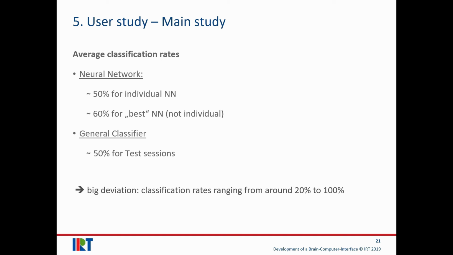This could of course be much better, and if it should become a real application, it would also have to, but for our first prototype, this is quite promising. It is also interesting that there was a really big deviation between the participants. The classification rates were between 20 and 100%, and that shows that it is not just the application that is important, but of course also the device and the general setup.